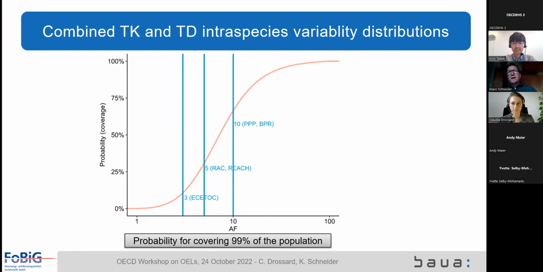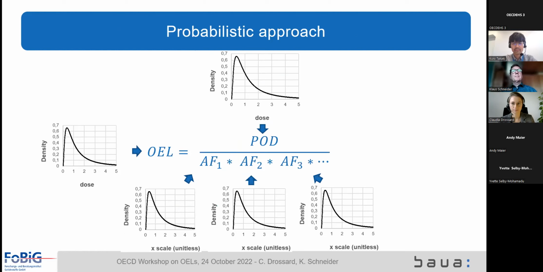So you need to define at that stage what the coverage of your OEL derivation should be. And you would also need to define the probability or the remaining uncertainty. In the last part of our project, we then tried to analyze the protection goals or the protection levels achieved by the various frameworks and methodologies we investigated.